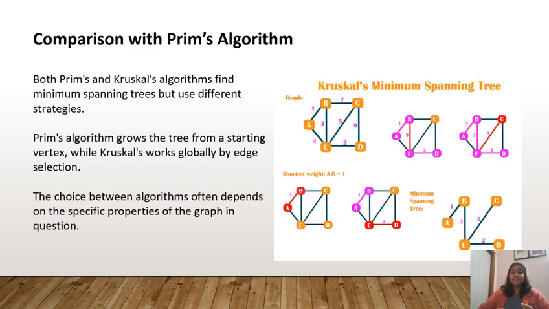So let us compare Kruskal's algorithm with Prim's algorithm. Both Prim's and Kruskal's algorithms find the minimum spanning tree, but use different strategies. Prim's algorithm grows the tree from a starting vertex, while Kruskal's works globally by edge selection. The choice between the algorithms often depends on the specific properties of the graph in question.